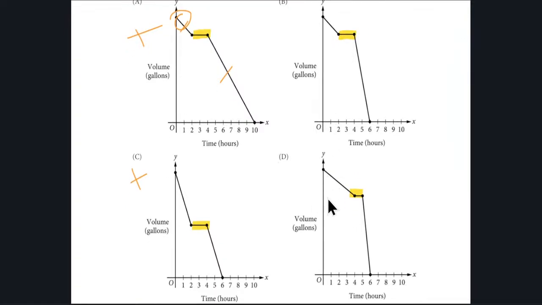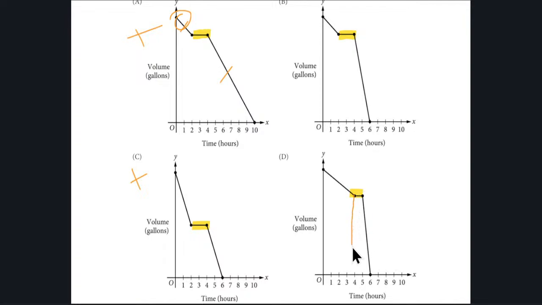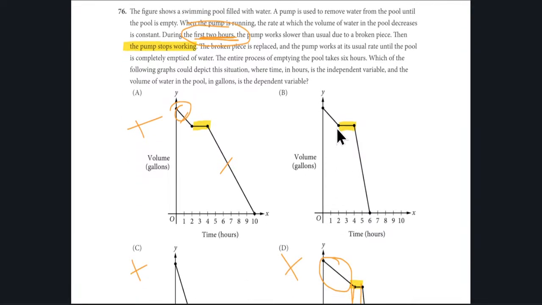Between D and B. Now, in D, you notice that the pump was not working for 1 hour, but the initial condition says that the pump worked for 4 hours, which is absolutely wrong because they clearly stated that the pump worked only for 2 hours. So I think B is the only choice left, which also makes sense because the pump worked for 2 hours, then it went horizontal, so not working, and then it is more steep. So I'm going to mark option B as the correct answer.